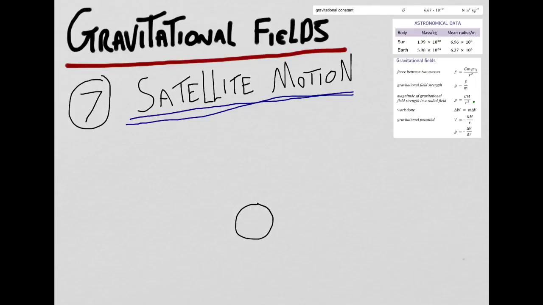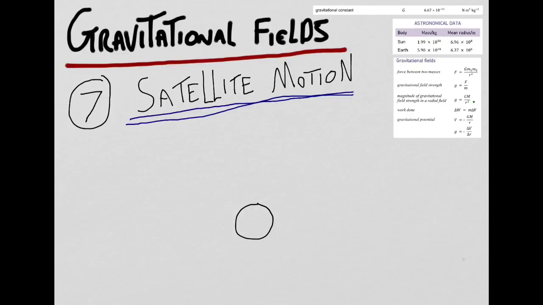So we've got an idea that if we have a planet and we have something around the planet, gravity can cause that object to orbit. We're all aware of this idea. So let's have a look at what that looks like.